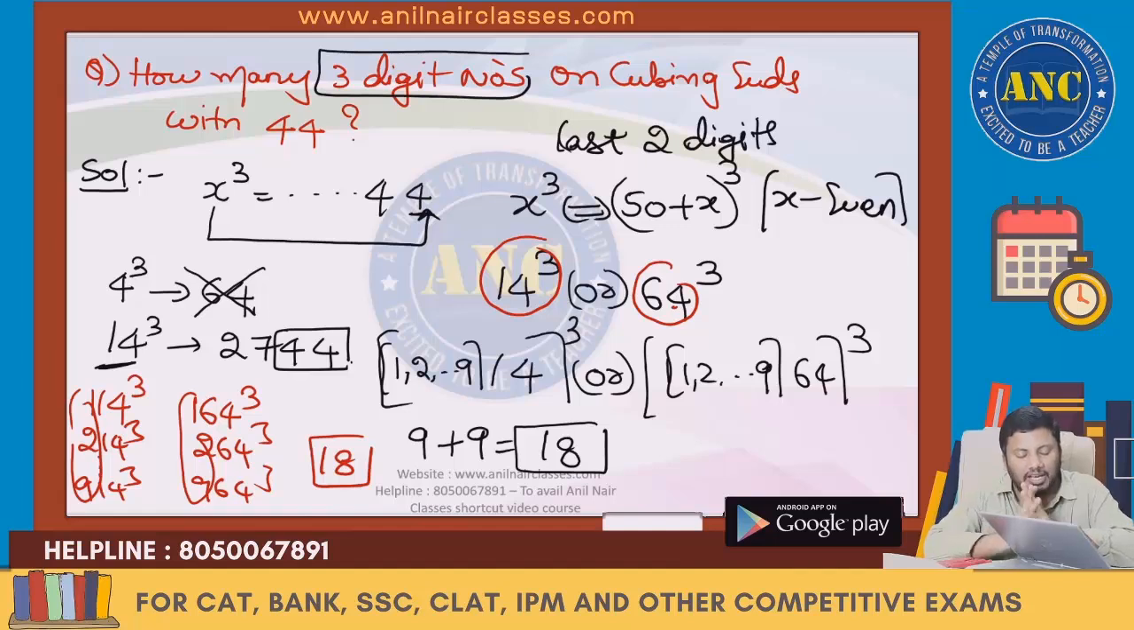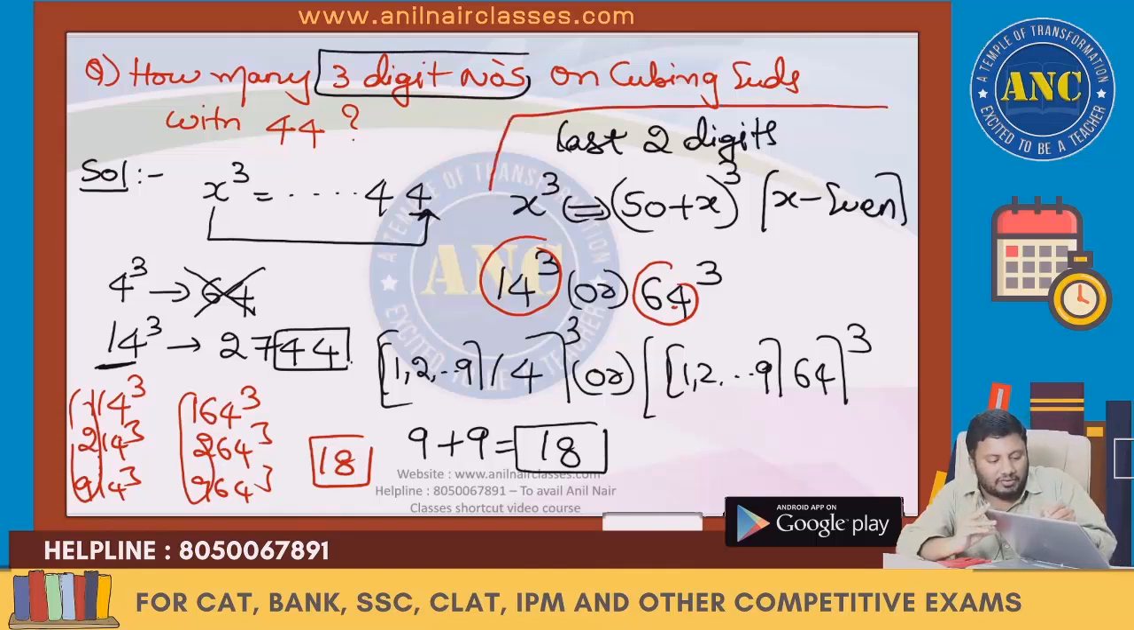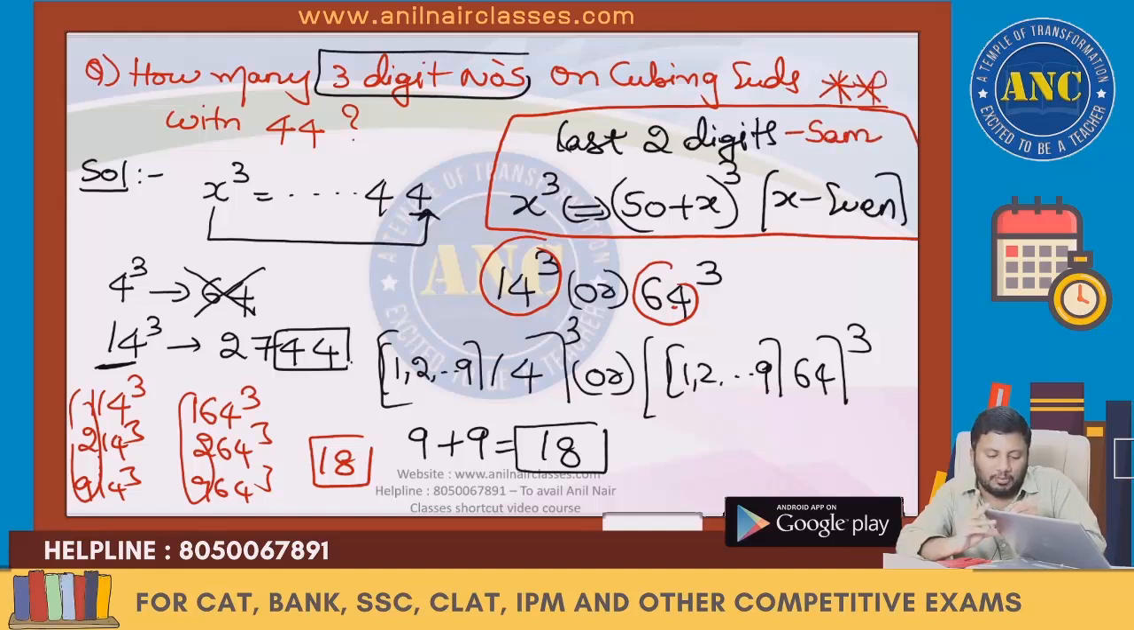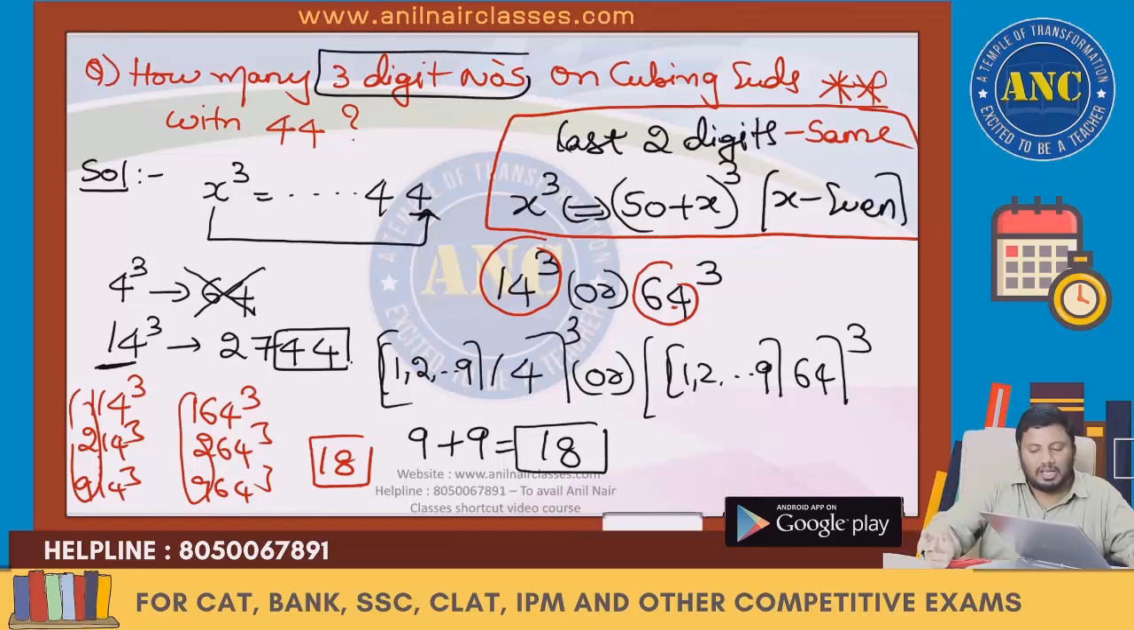Generally, if you see any of the books, there will be a one-page solution for this. But the entire concept can be simplified because of this concept: x cube and (50 plus x) whole cube, last two digits will be the same if x is an even number. I hope the idea is clear. Kindly reply in the live chat in case you have any doubts.